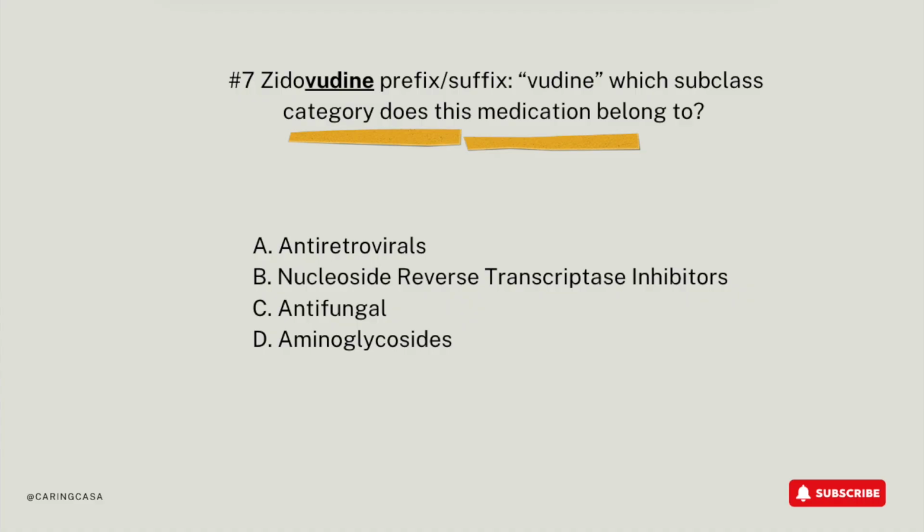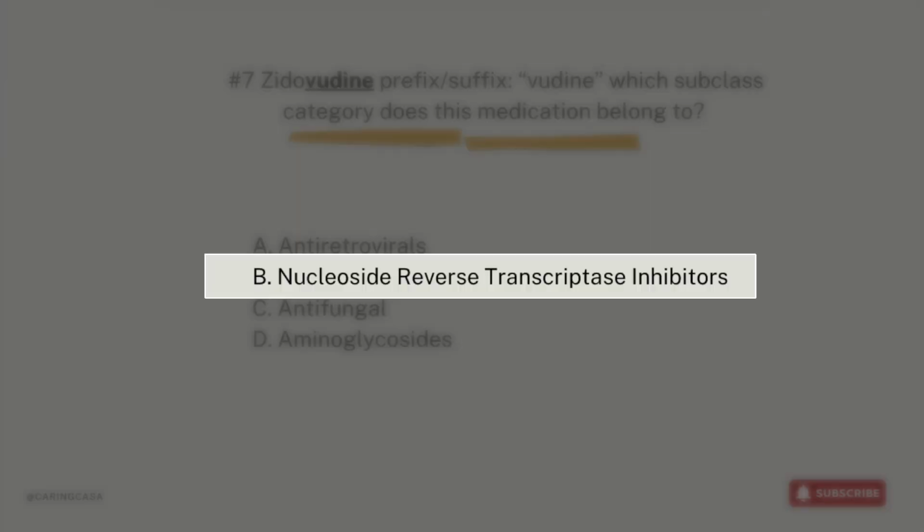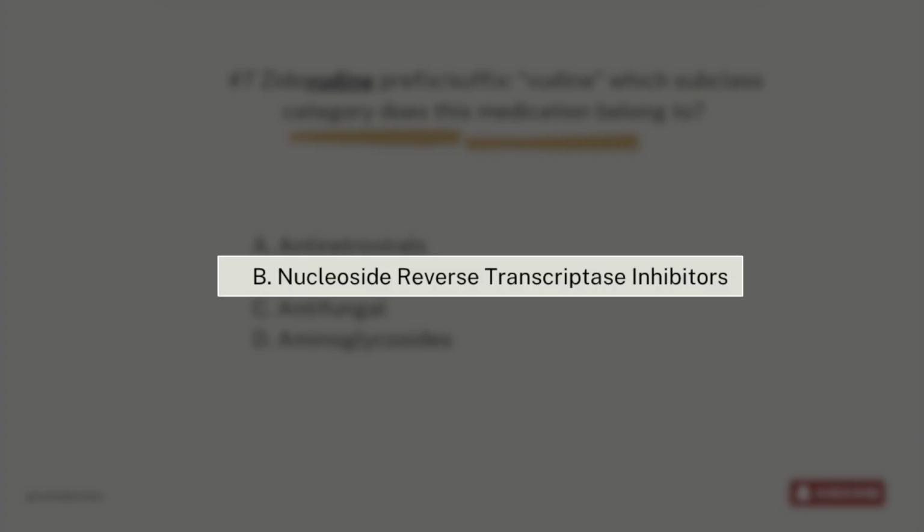Moving on to the next medication. Zidovudine, prefix or suffix is vudine. Which subclass category does this medication belong to? Is it A, antiretrovirals, B, nucleoside reverse transcriptase inhibitors, C, antifungal, or D, aminoglycosides? The answer is B, nucleoside reverse transcriptase inhibitors.